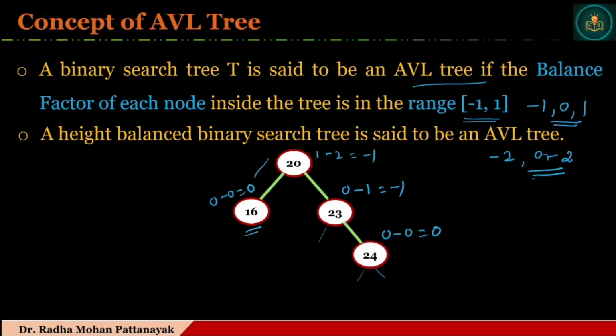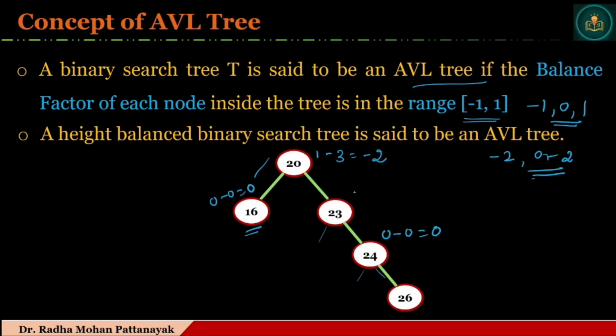That's why 0. Now, imagine if I insert another node inside the binary search tree. For example, let me insert 26. If I insert 26, as per the rule, 26 will come on the right side of 24 because it is a greater value than 24, hence it will come on the right side. After insertion, you calculate the balance factor. The balance factor of 16 will not change, but the balance factor of 20 will change. How? The right height of 20 becomes 3, but the left height is 1. So what is the new balance factor of 20? The new balance factor of 20 is 1 minus 3, that is -2, right?